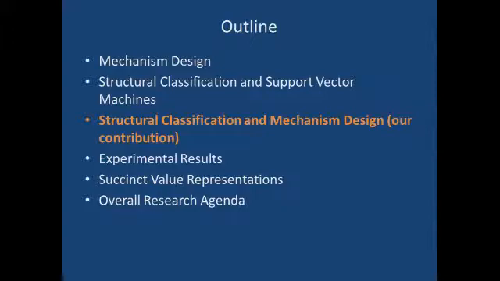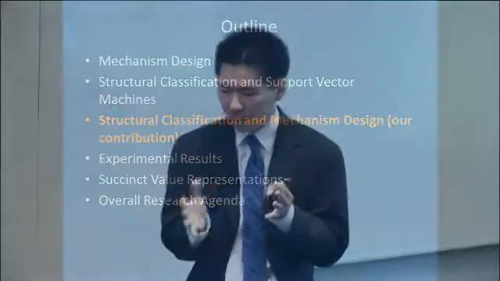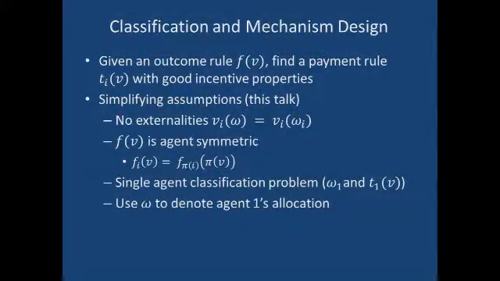So now I'm going to talk about our main contribution, which is tying in these machine learning methods to the mechanism design problem. Just as a reminder, our goal is that we're given an outcome rule F, and we're trying to learn a payment rule T that has good incentive properties.